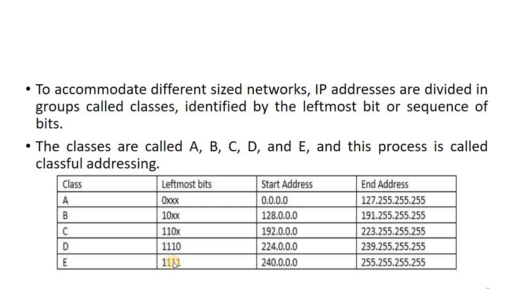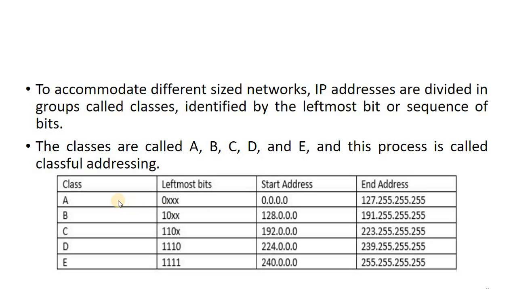Class E similarly has its leftmost 4 bits set to ones. If you put the rest bits to 0, we will find 240.0.0.0. If we have assigned 1 to the rest bits, we find 255.255.255.255, because all the bits will be 1. Alright, the fixed ones are 4 and the rest 28 bits. If we set them to 1, we will find this number.